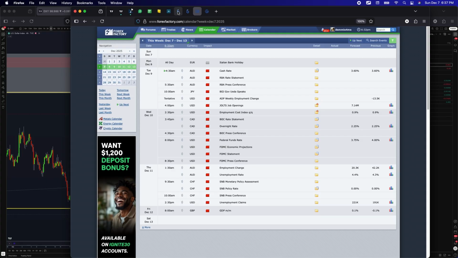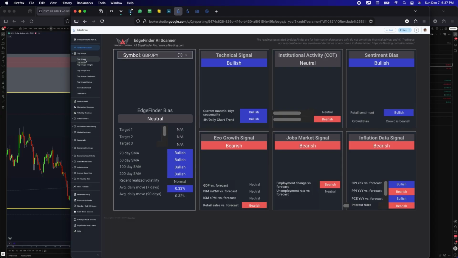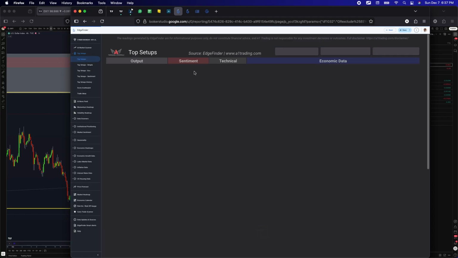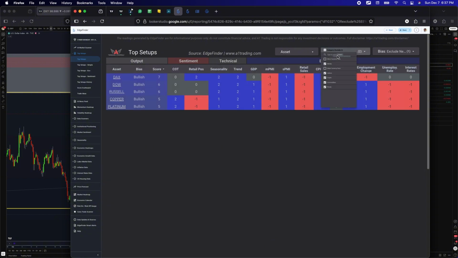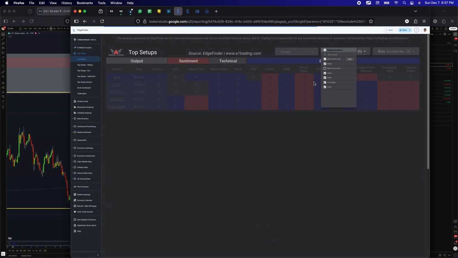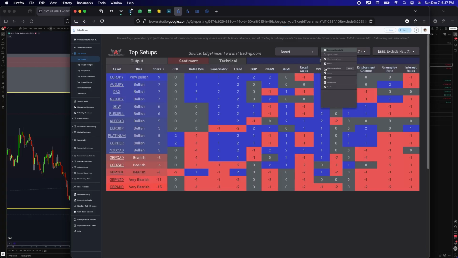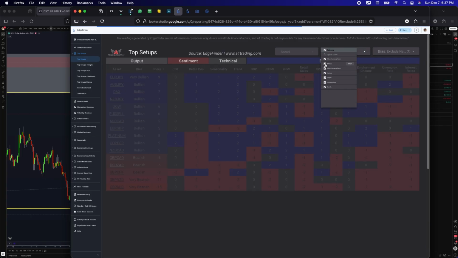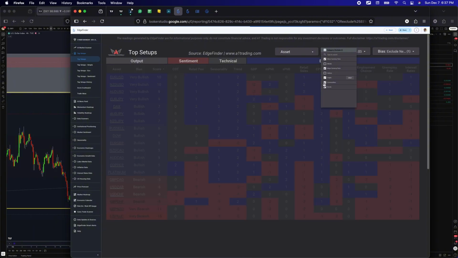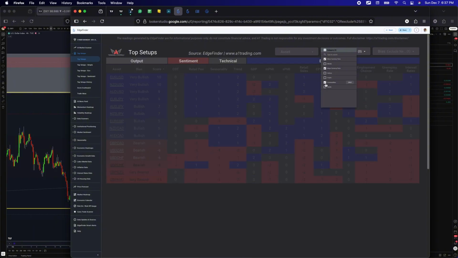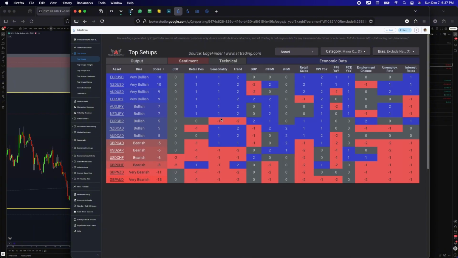So that said, what else haven't we talked about? Let's take a look at the top setup on Edge Finder. What can we find there? Anything looks very good? So right here, let me go in and touch the major currencies. No, that's the minor. On minor currencies, let's focus on the currencies alone and remove the metals, indices, crypto, commodities, and bonds. Let's remove all of them. Just take the Forex market alone.